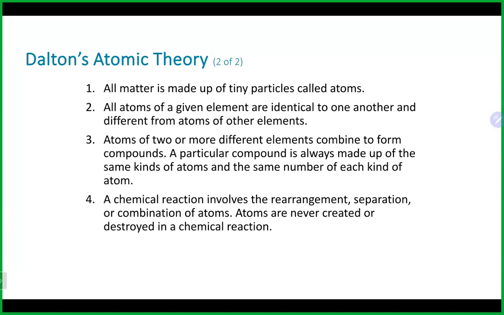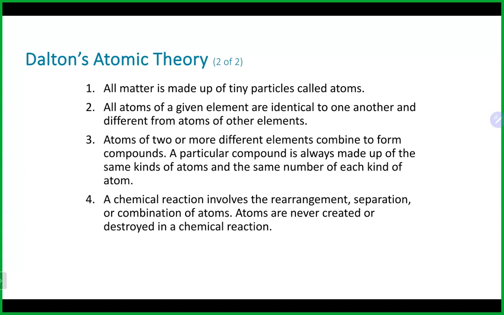He said that basically all matter is made up of these tiny indestructible particles that he called atoms. He said that all atoms of a given element are identical to one another, and also atoms of different elements are different from one another. He said that atoms of two or more different elements come together to make a compound, which is correct. A particular compound is always made up of the same type of elements in the same ratio.